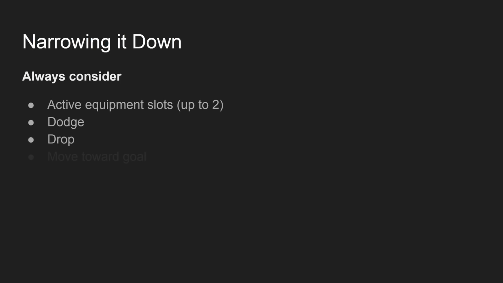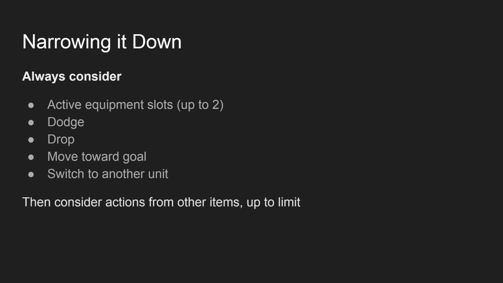A unit will always consider using equipped items, dodging, dropping a carried item if any, and any movement option provided by the goal. That's up to 5 actions per unit, but to avoid doubling that for 2 units, I'll have the AI focus on 1 unit at a time, and treat switching to another unit as another action option. Then I'll add possibilities from items on the board, things that could be picked up or interacted with until I hit the 31 action limit. I'll prioritize these by what's closest to the currently focused unit.